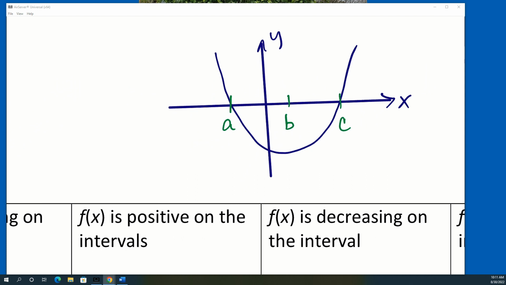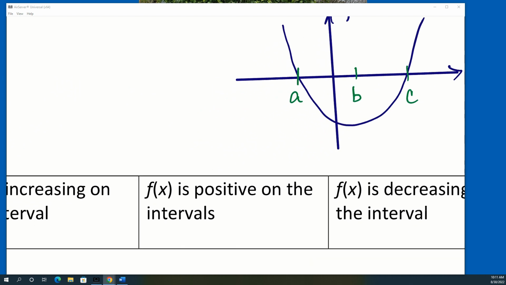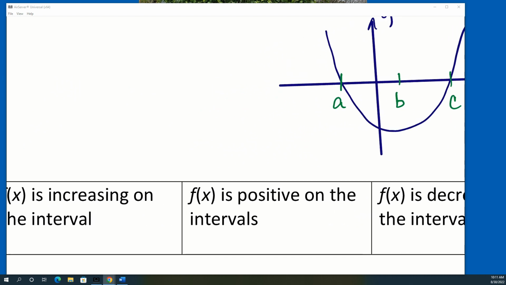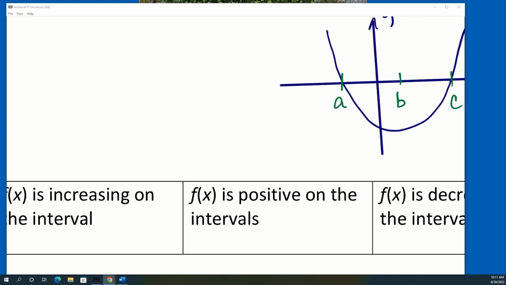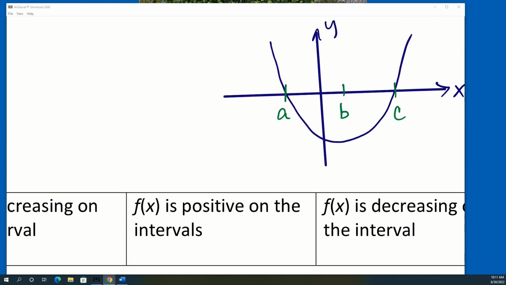All right, and we're going to do all the different types of intervals using A, B, and C, because that's all we need. We only need x's to do these intervals. The y's do not matter when we're doing the intervals. Okay, so we're going to give the increasing interval. So the graph is increasing when it's rising from left to right, which should be this.